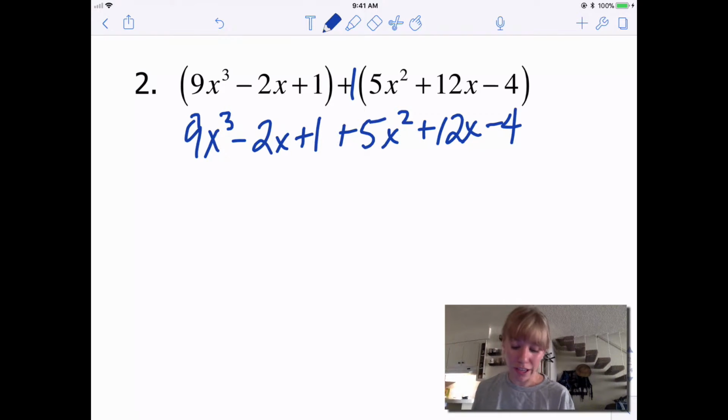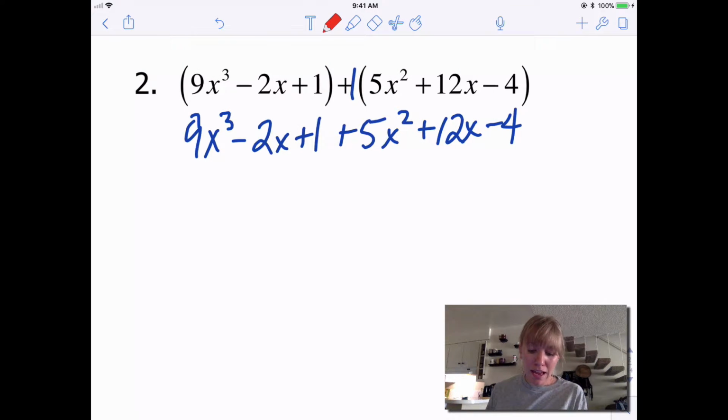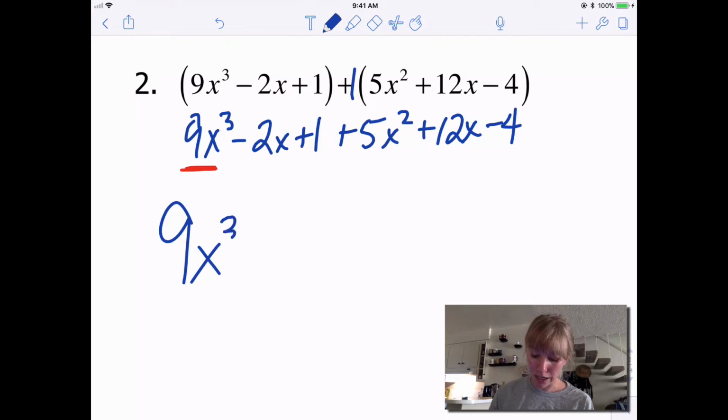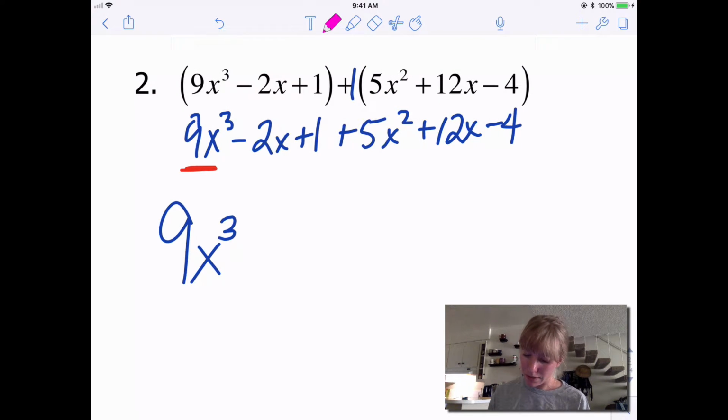I'm going to be looking for like terms. So I'm going to start with my highest power that I see. So I've got 9x cubed. I don't really see any other x cubed terms. So that's like 9x cubed plus 0x cubed. That's the only one, so I'm just going to write it down. My next term, I'm going to look for x squared terms. It looks like I have a 5x squared, but no other x squared terms. It's pretty easy so far, so I've got just 5x squared. It stays the same because nothing is added, nothing is subtracted.